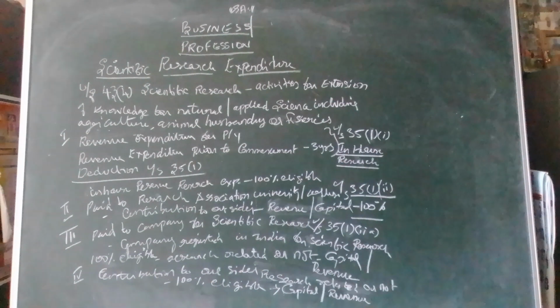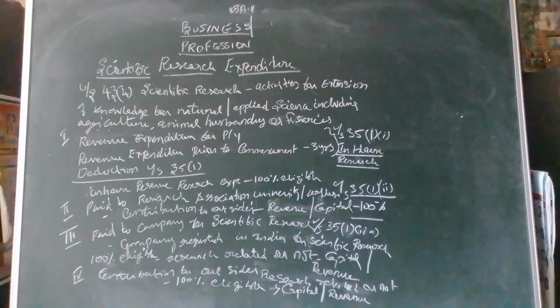See, basically, you know very well what a scientific research expenditure is. Any activities for the extension of knowledge in natural and applied science, the amount spent for that scientific research, we can claim as expenditure in the business. Claiming expenditure in the business means are we permitted to take that amount on the debit side of the P&L account? So is it an eligible expenditure or not? That we have to test.